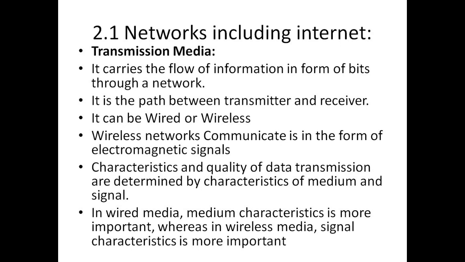It can be either wired or wireless. Wireless network communication is in the form of electromagnetic signals, whereas the characteristics and the quality of data transmission are determined by the characteristics of the medium and the signal. In wired media, medium characteristics are more important, whereas in wireless media, signal characteristics are more important.